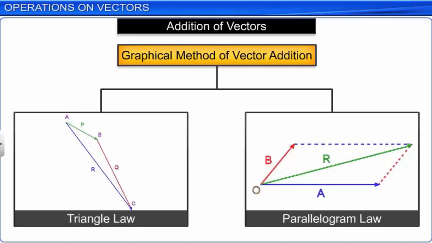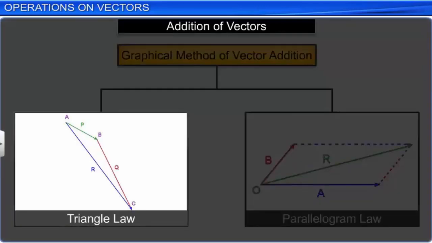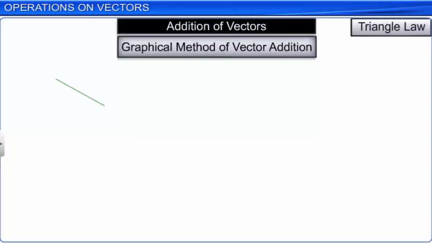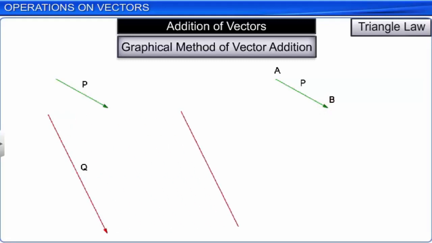Draw a line AB parallel to P. The length of AB is equal to the length of P. Display an arrowhead at B. A is known as the tail of P and B is known as the head of P. Then draw a line BC parallel to Q and equal in length to Q. Display an arrowhead at C. B is the tail of Q and C is the head of Q.